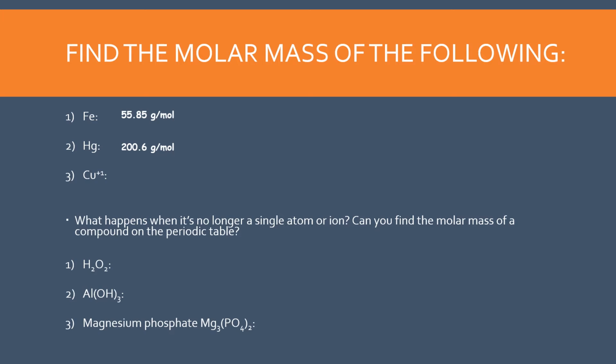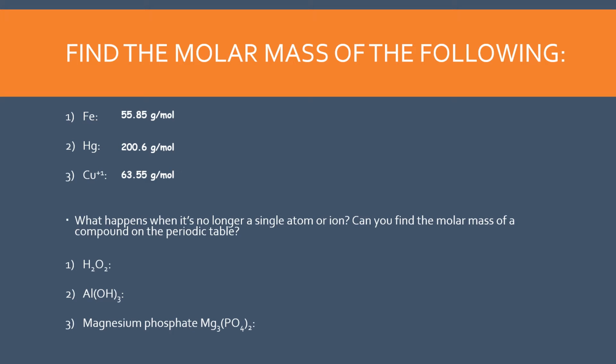The third one, we have Cu plus 1. Now the plus 1 represents an ion, but it's not going to affect its molar mass. We haven't gotten to ions yet, but we'll talk about that further down. So just look up the molar mass for Cu, which is copper, and you get 63.55.